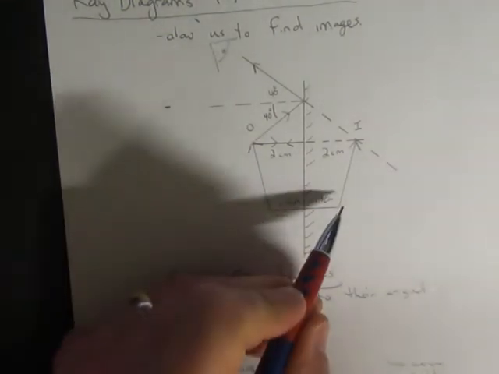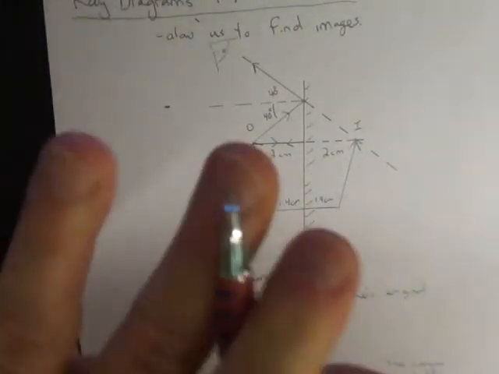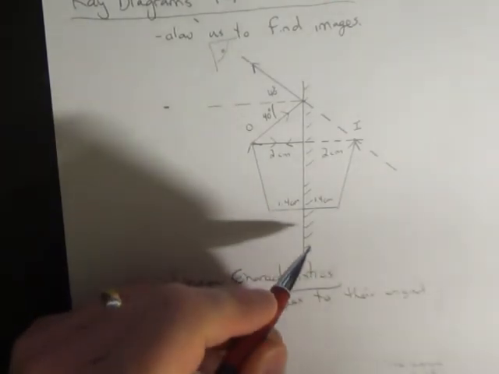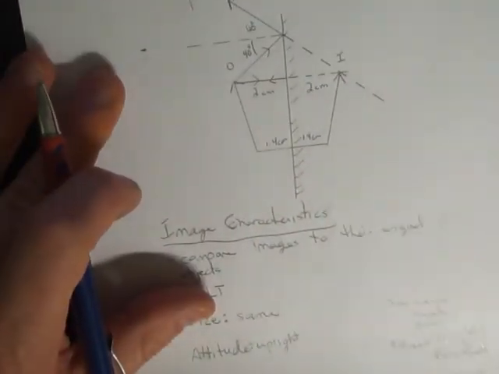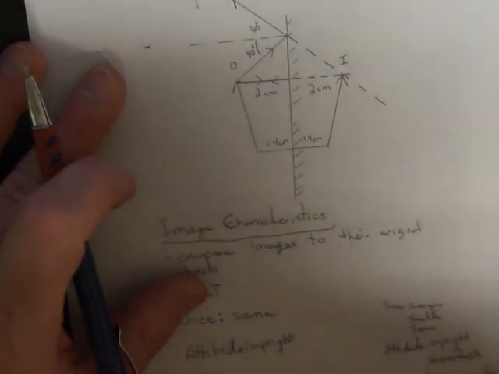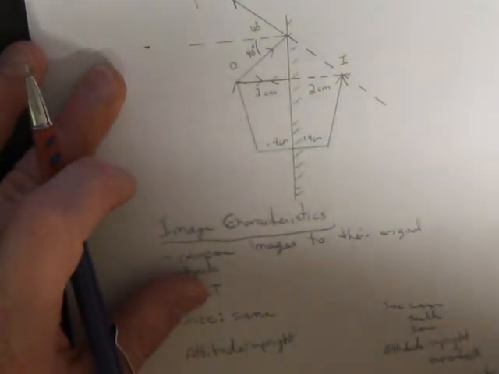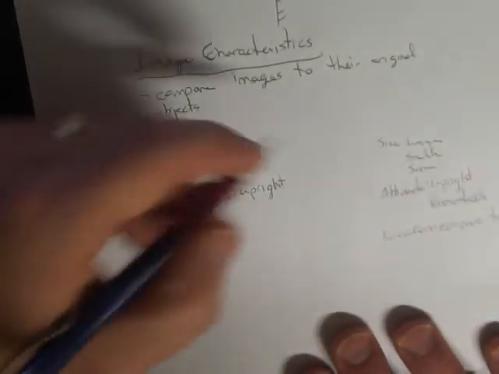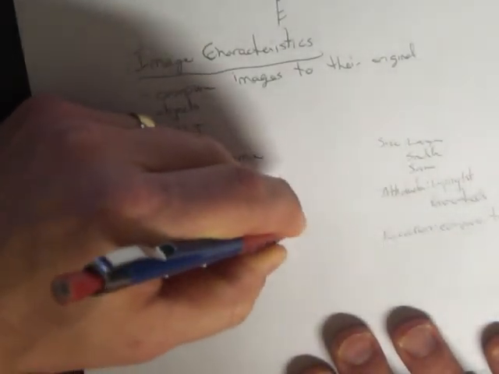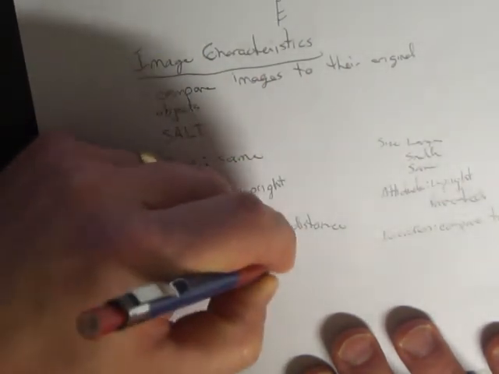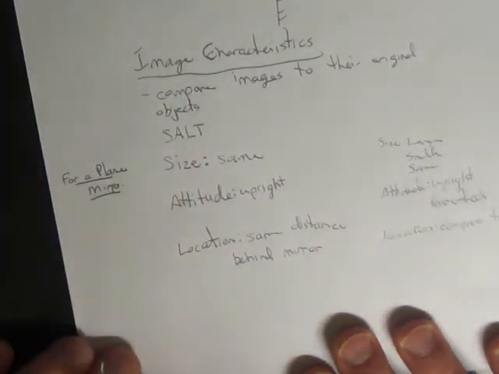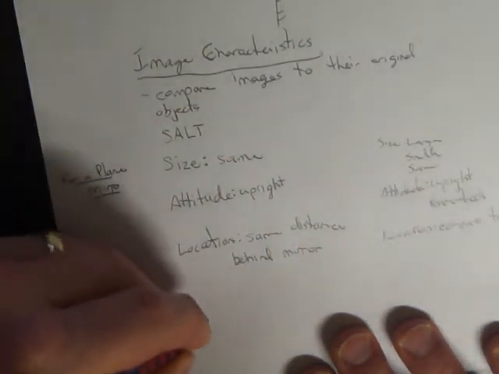Where is that image? 2 centimeters. I don't want numbers. I want in general. The same. Close. To the right. We don't want to the right, because what if I did this? Symmetrical, somebody described it. It's the same distance behind the mirror. Same distance behind mirror.